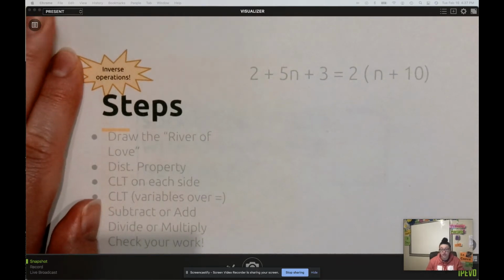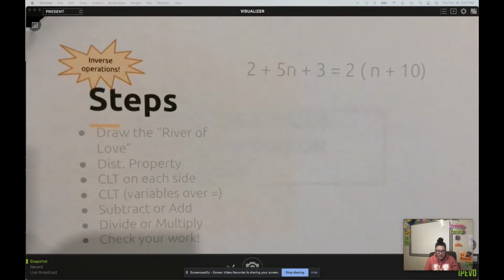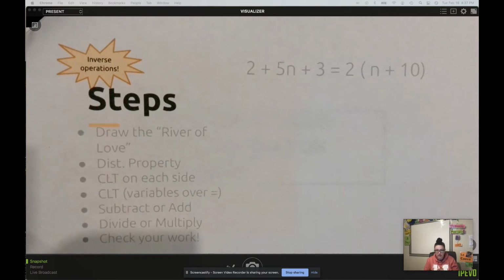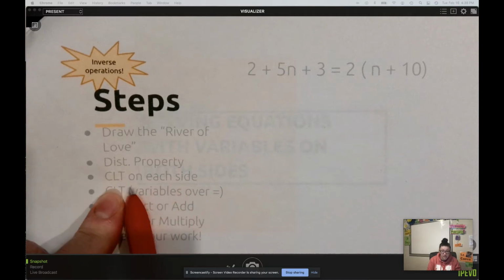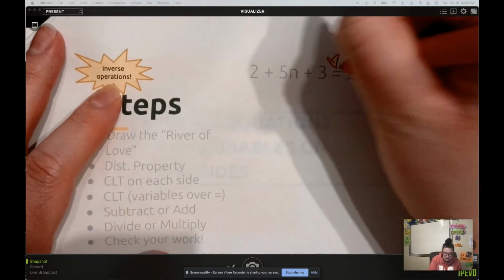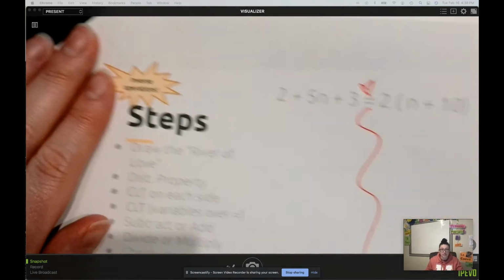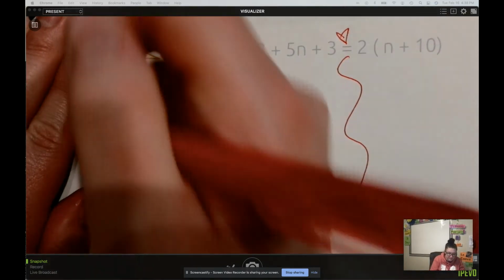Remember, if you have to do both on one side, distributive property first, then combine your like terms. Distributive property first, then combine your like terms, okay?